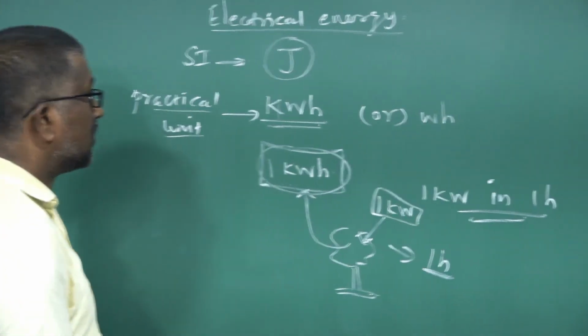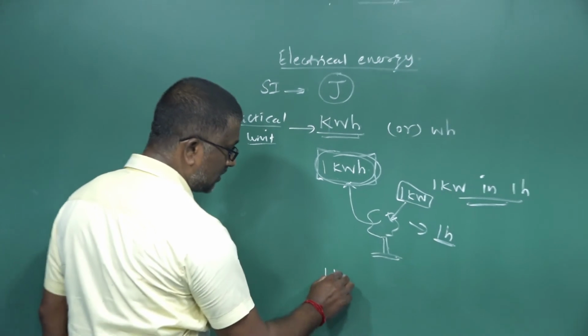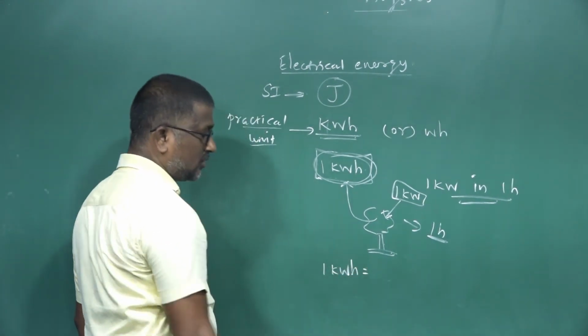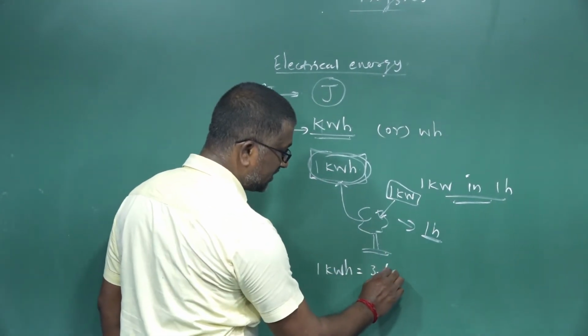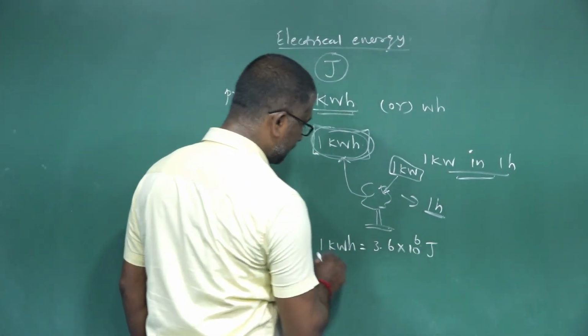So 1 kilowatt hour, in joules, is equal to 3.6 into 10 power plus 6 joule.